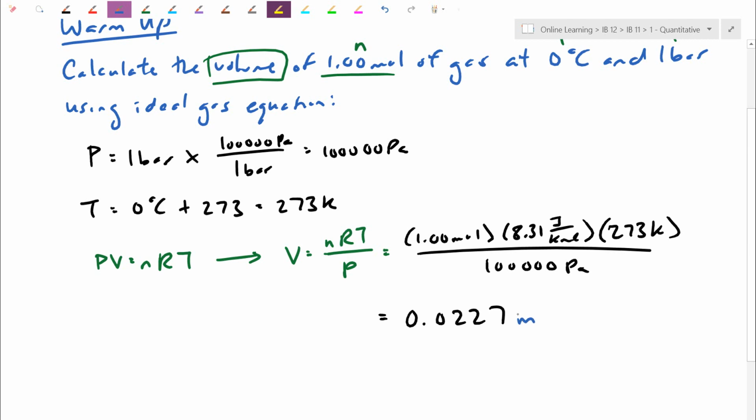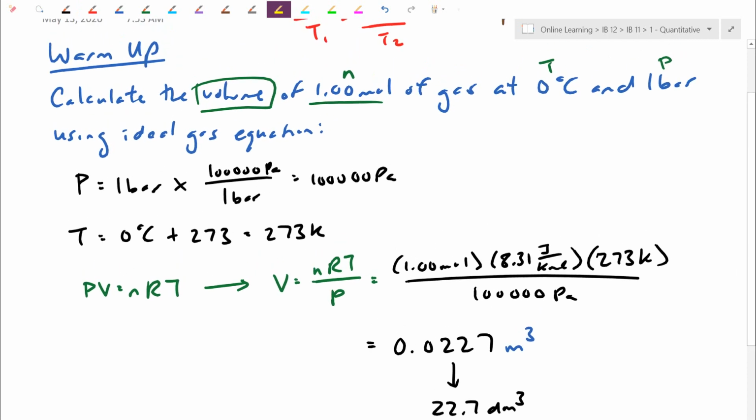So this one here is going to be 0.227 meter cube. Does that number look familiar at all? Hopefully it does. So meter cube, we know meter cube is equivalent to a kiloliter. If I expressed it back in decimeter cube, I would multiply by 1,000. This number is equivalent to 22.7 decimeter cube.